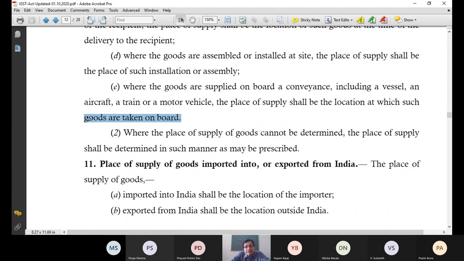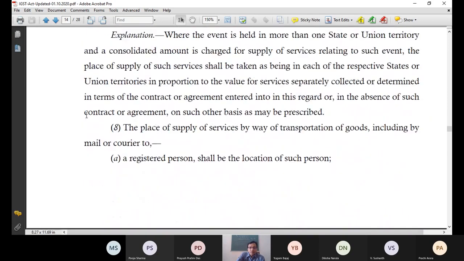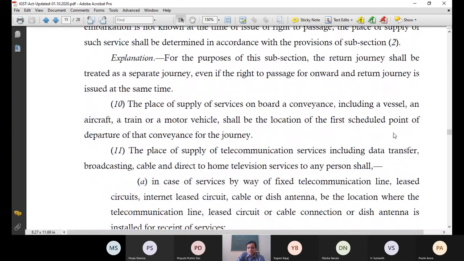Services when provided are intangible. So now when I am determining place of supply in case of services which are supplied on board a conveyance, I am not using this concept. Now the concept which I am using is that the place of supply shall be the location, not where services are taken on board, because you cannot take services on board, but the location of the first scheduled point of departure of that entire conveyance for the journey.